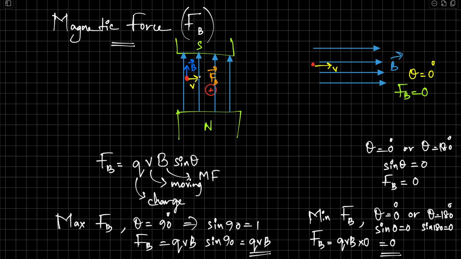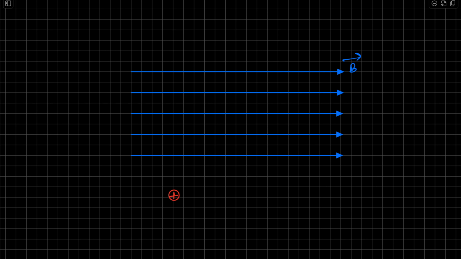The particle is entering the magnetic field at an angle 90 degrees. So this charged particle would experience maximum magnetic force, and as a result, the shape of the path wouldn't be a straight line. It would deviate from that straight line path. So let's talk in detail about the shape of the path of a charged particle moving through a magnetic field. I have a positive charge here.